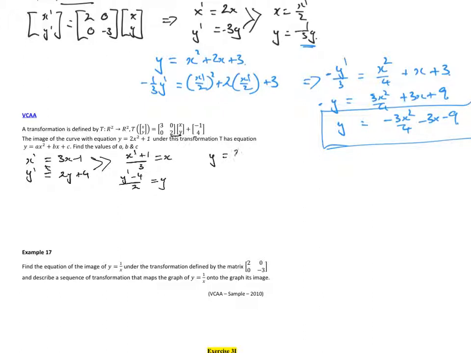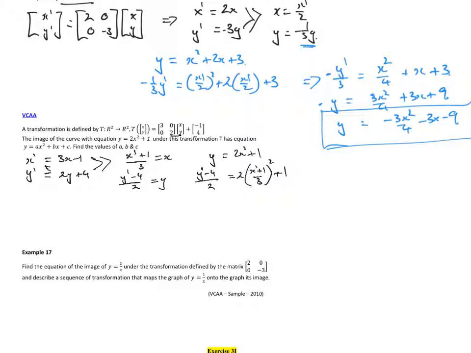Now, it doesn't matter what equation we've been given, we just substitute it in. So my y value is y dash minus 4 on 2. And my x value is x dashed plus 1 all over 3, all squared plus 1.